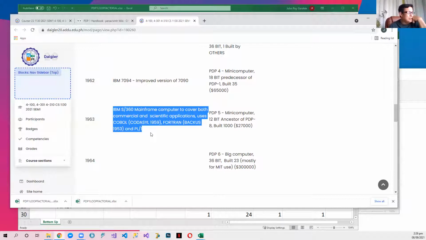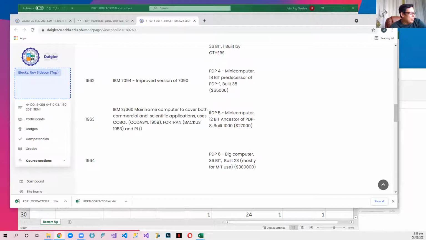Now by 1963, IBM changed into a different platform, the S360. This is a uniform length machine. They've gone away with the left and the right of the IAS. This was very expensive.